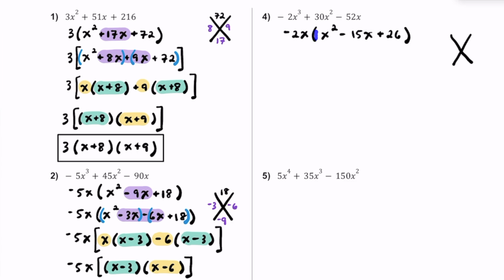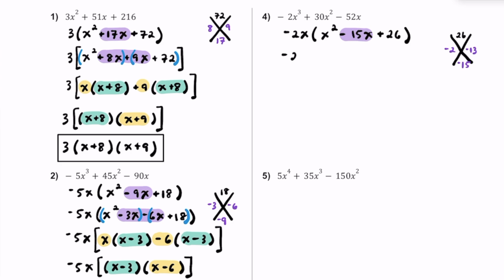If we know a is 1, a multiplied by c, 1 times 26 is 26. So we know we're going to multiply to try to get 26. But what are we going to try to add to get? Well, that's where this negative 15 comes into play. So we're going to try to add to get to negative 15. I think I'm going to go with a negative 2 and a negative 13, right? I think negative 2 and negative 13 will multiply to get positive 26, but add to get to negative 15.